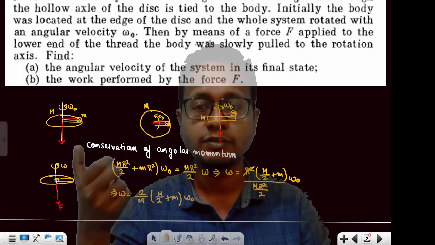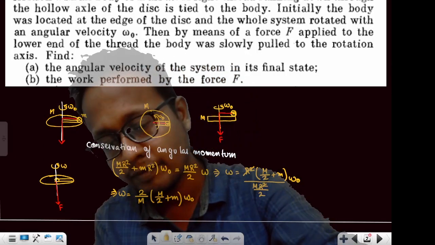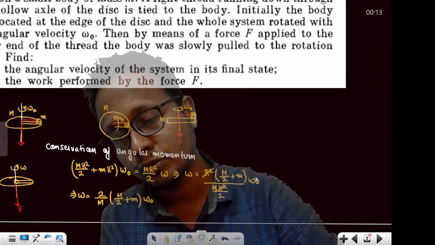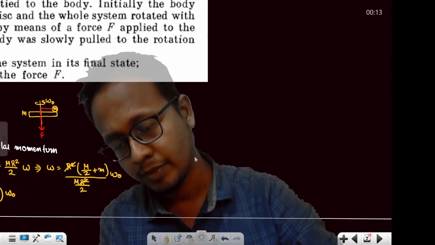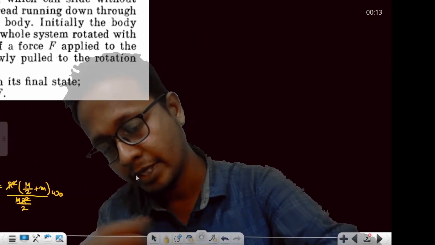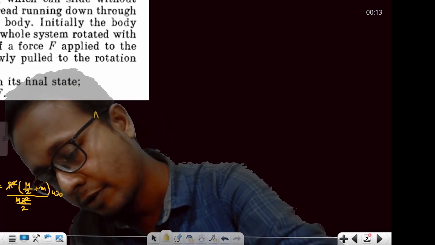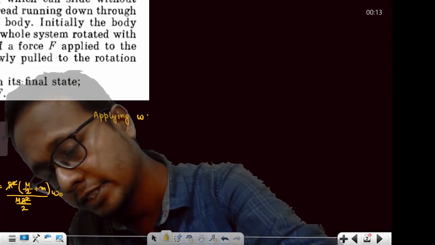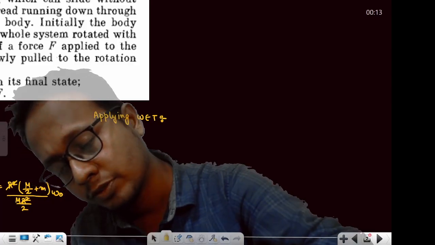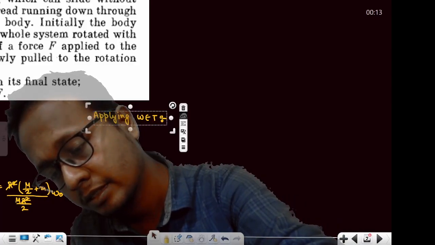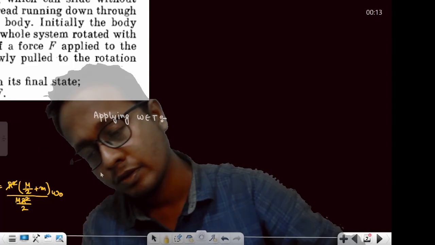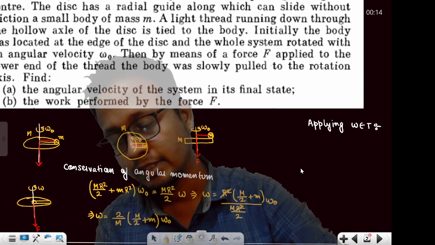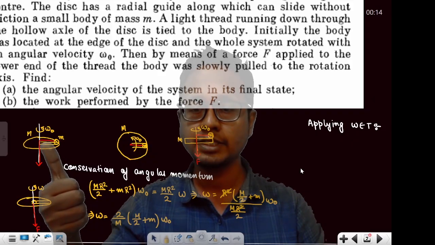And what is the work done by force F? Change in kinetic energy of the system. So if I apply the work energy theorem, we say that the change in kinetic energy of the system is equal to the work done by all the forces, and I'll get my answer. Okay, so I'm doing the next part of the question here, applying the work energy theorem. What does the work energy theorem say? Simply final kinetic energy minus initial. What is the final kinetic energy? This is the final state and this is the initial state.